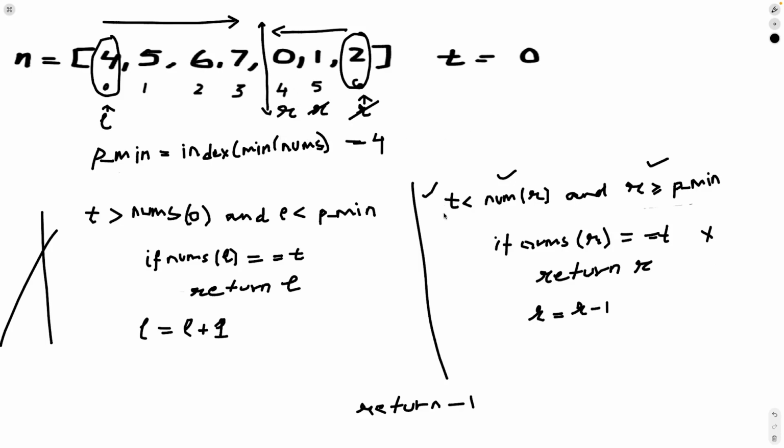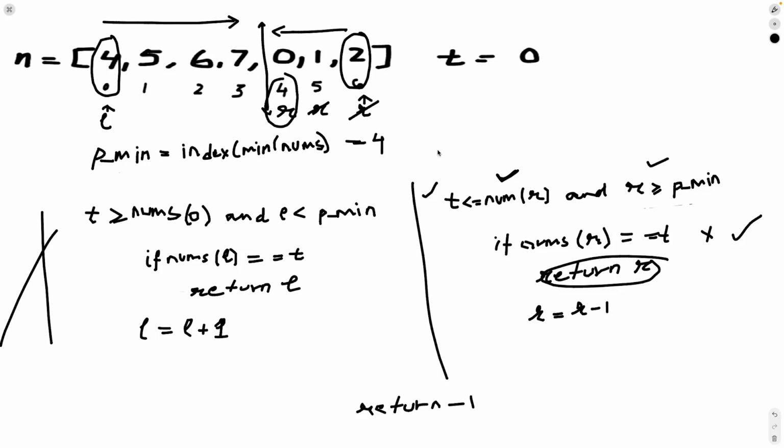Now again it's going to check if t is less than, actually this should be an equal to sign over here, nums of right, which is correct. Both are equal at this point, and r is greater than equal to p minimum. So r is now 4, p minimum is also 4. So it's going to be true. Now it's going to check if nums of r, which is 0, is it equal to 0. Now at this point, this condition becomes true. So it's going to return r. So it's going to return 4, which is the output that we are looking at.